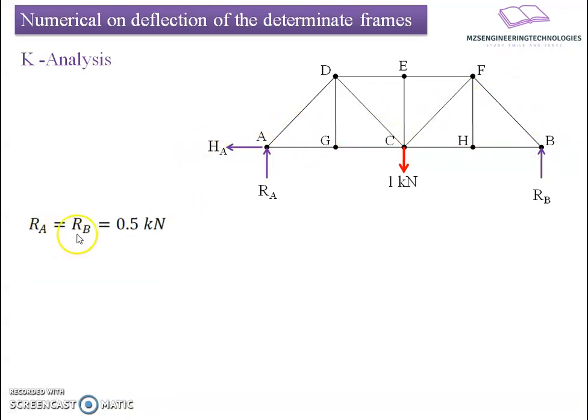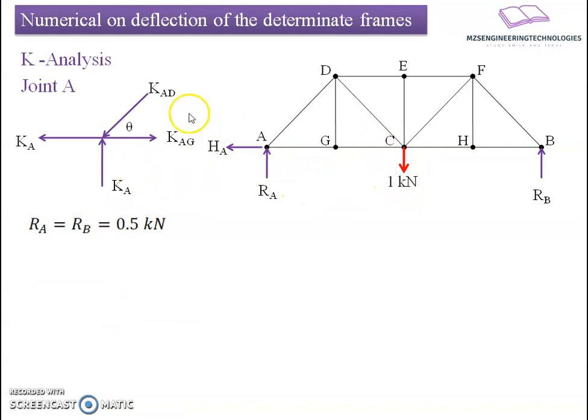So we can write here RA equals RB equals 0.5, because we know that there is a symmetry in the loading, and we can write directly that the reaction will be equally divided among the two ends. So RA equals RB. Now I will start with the joint by joint analysis to know the coefficient of the unit force distribution.